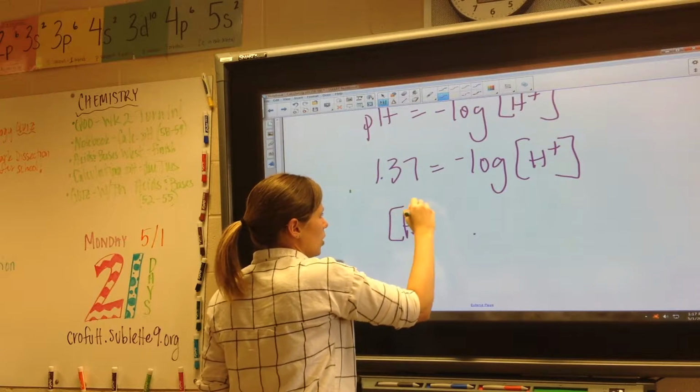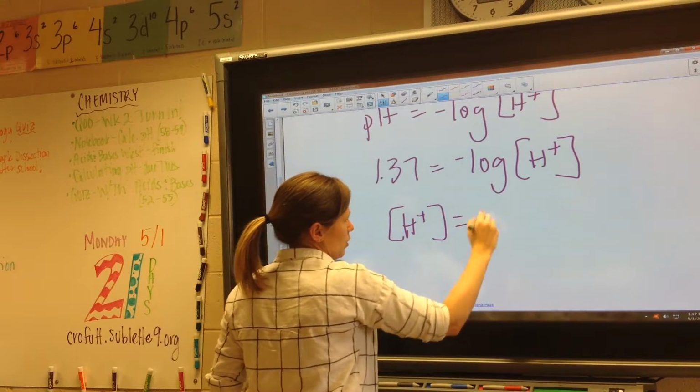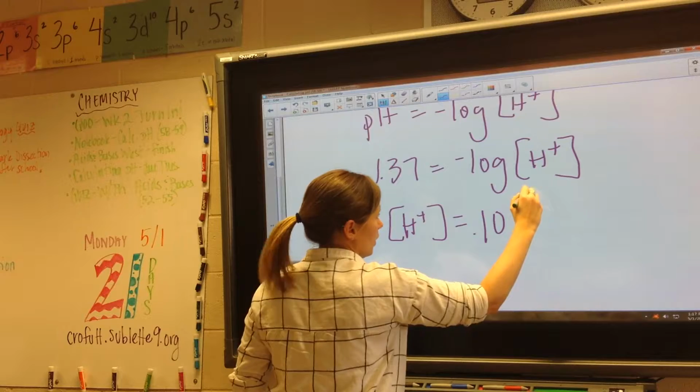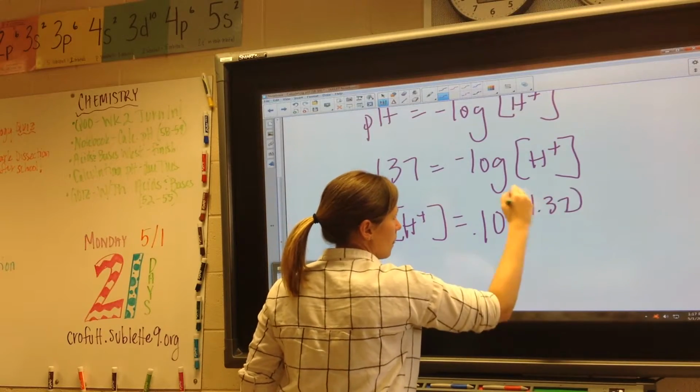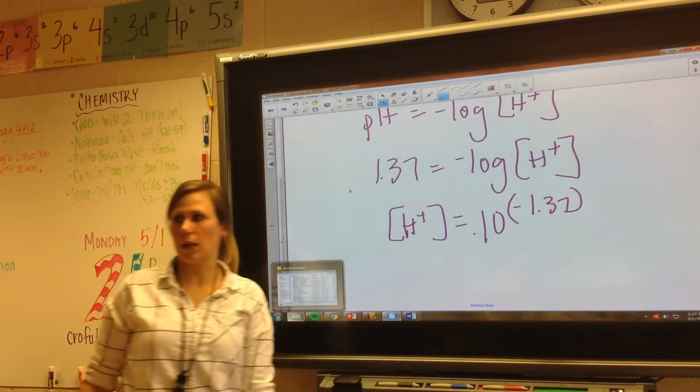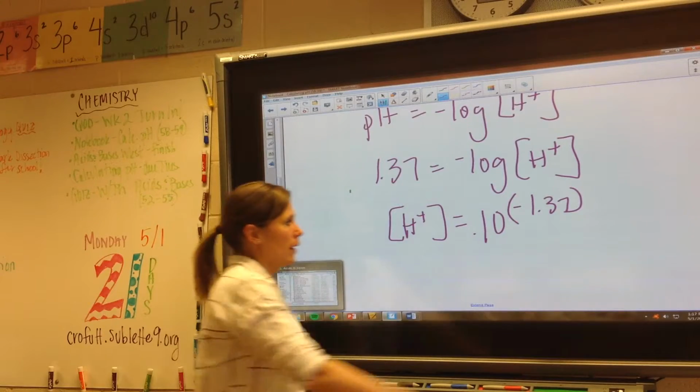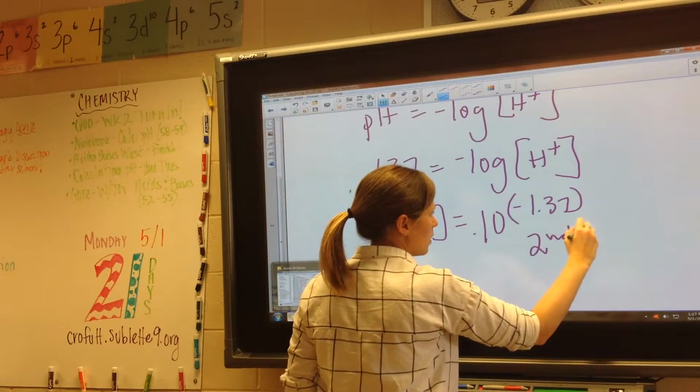Our H plus concentration is equal to 10 to the negative pH value, which is 1.37. Make sure you guys use the second log for that. And Mick, what do you come up with for an answer?